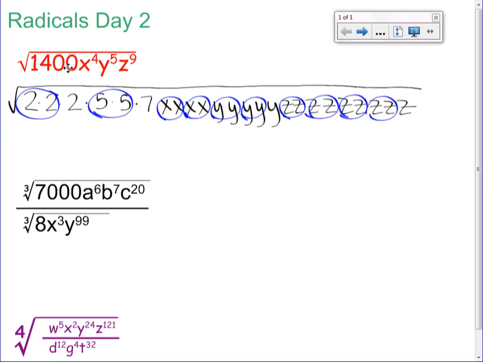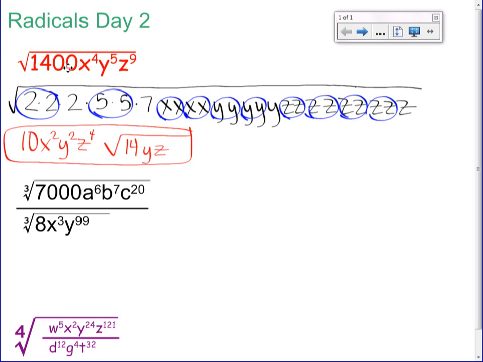So what is the number in the front going to be? 10. Okay, so we've got 10. How many x's? So how do you write that? X squared. How many y's? And z's. Okay, so the number, the exponent, that's how many groups you were able to take out. Now we need to write what's left over. What number is under there? And then variables?